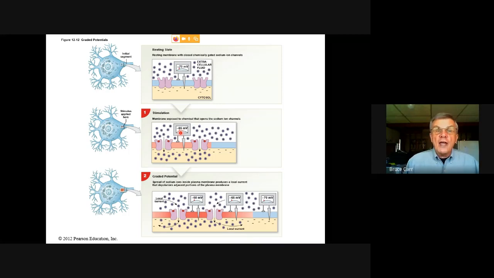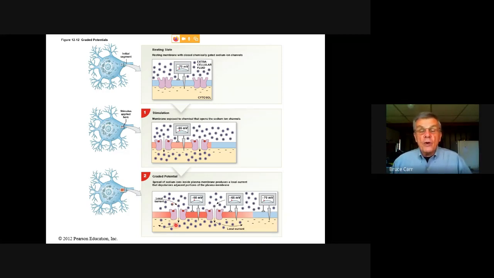If those channels open only briefly, so it changes to minus 65, but then the pumps take it back to minus 70, then that would be an ongoing graded potential. But if enough rushes across that it fills sodium in this local area, then this sodium begins to spread out left and right from the points of entry. And that's where you can get a propagating change in this millivolt reading.